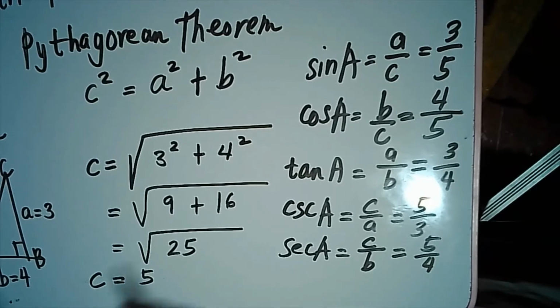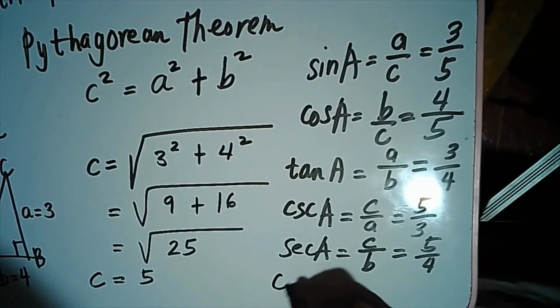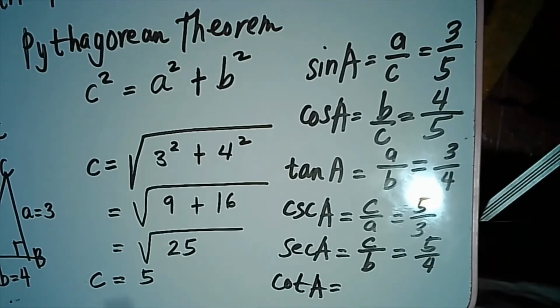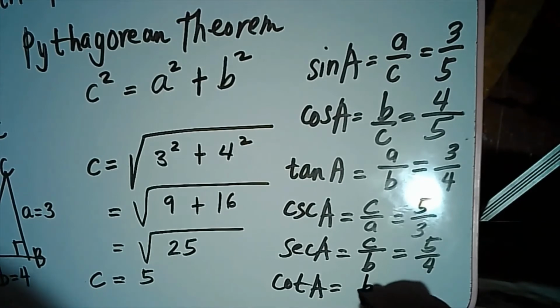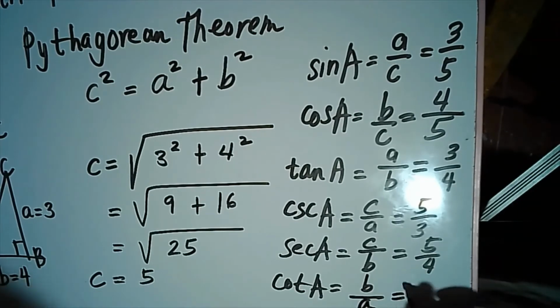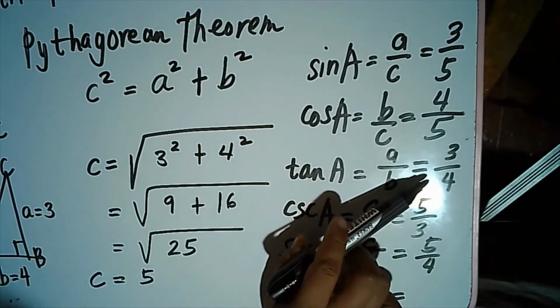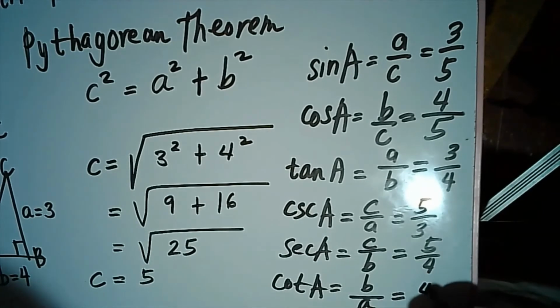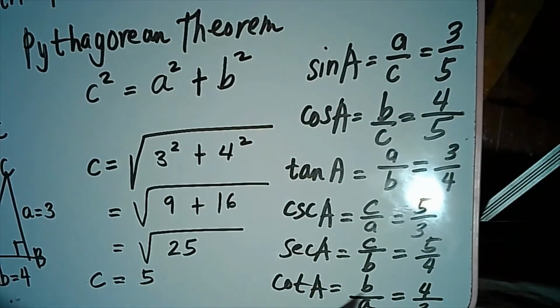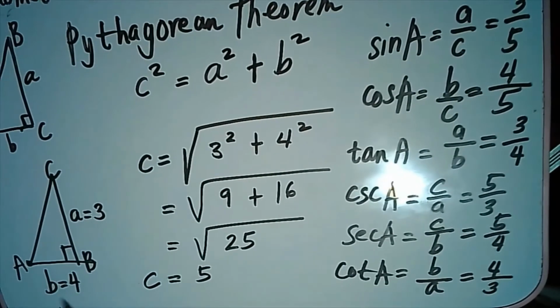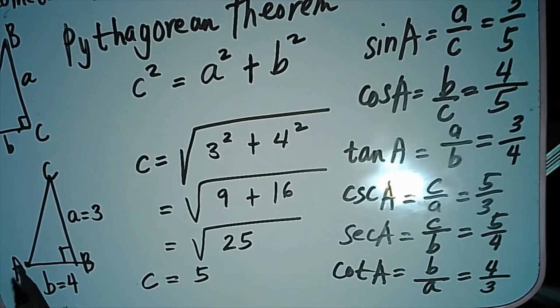And then the last one is the cotangent A, which is the reciprocal of tangent A. So the formula would be B over A. Or the reciprocal of 3/4 is equal to 4 over 3. So these are the 6 trigonometric functions of angle A.